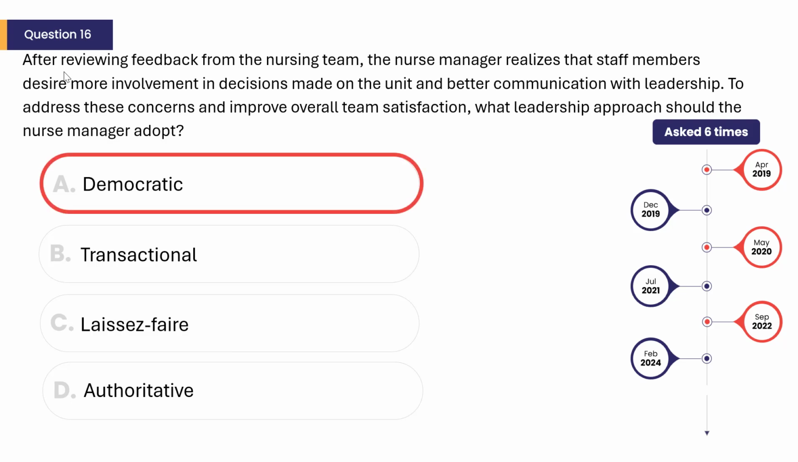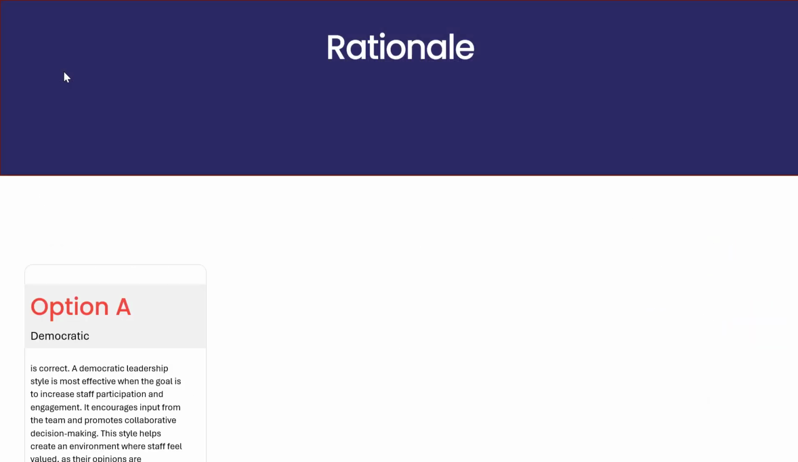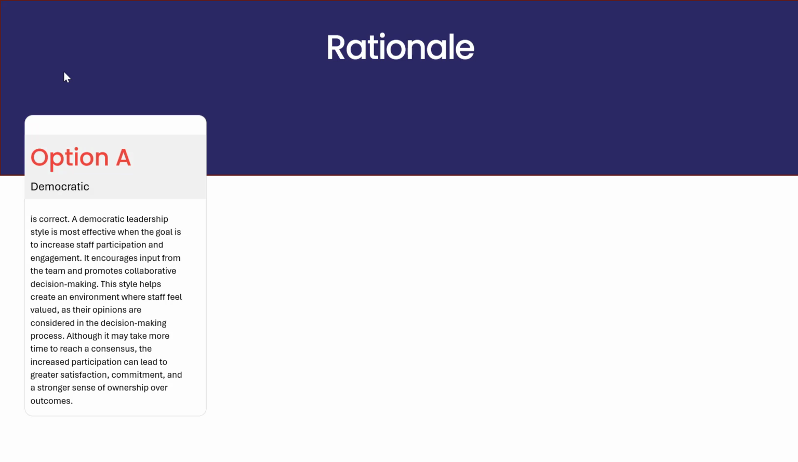A is correct. A democratic leadership style is most effective when the goal is to increase staff participation and engagement. It encourages input from the team and promotes collaborative decision-making. This style helps create an environment where staff feel valued, as their opinions are considered in the decision-making process. Although it may take more time to reach a consensus, the increased participation can lead to greater satisfaction, commitment, and a stronger sense of ownership over outcomes.